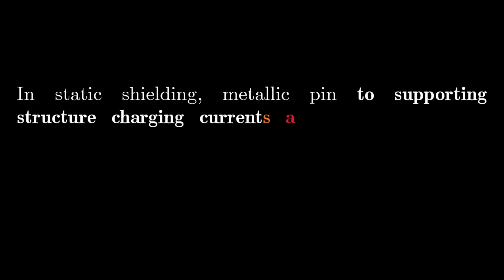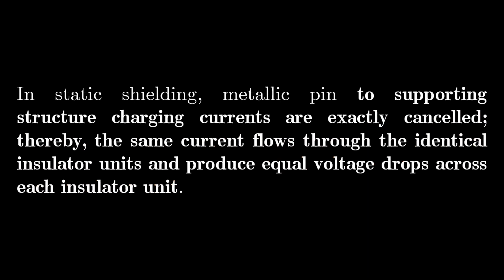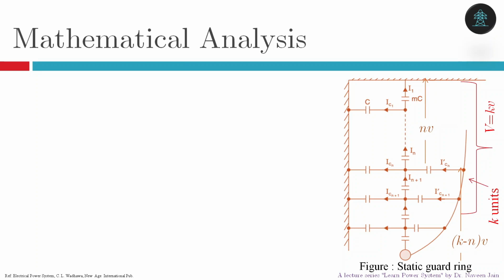Static shielding. In static shielding, the charging currents from the metallic pin to the supporting structure are exactly cancelled out. Thereby, the same current flows through the identical insulator units and produces an equal voltage drop across each insulator unit. One can see this diagram. Here you can notice a static shield is connected to the power conductor, and this shield basically helps to cancel out the current between the metallic pin of the insulator and the tower structure.